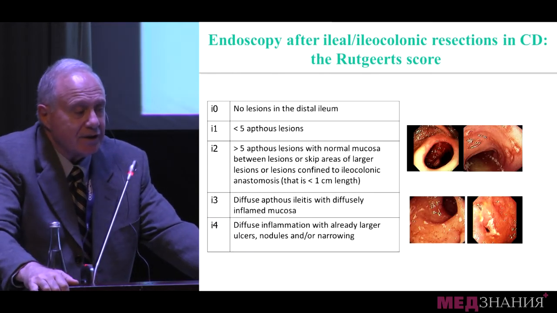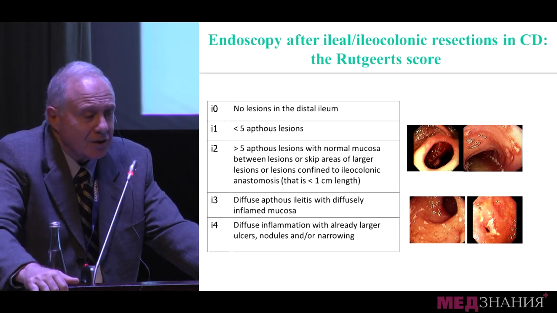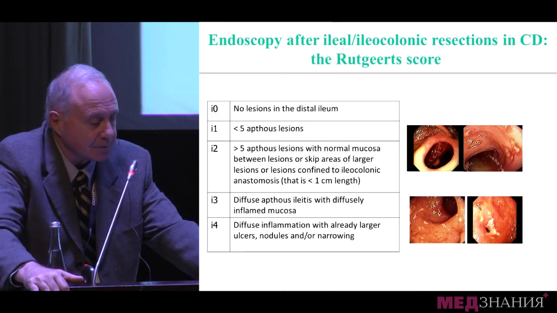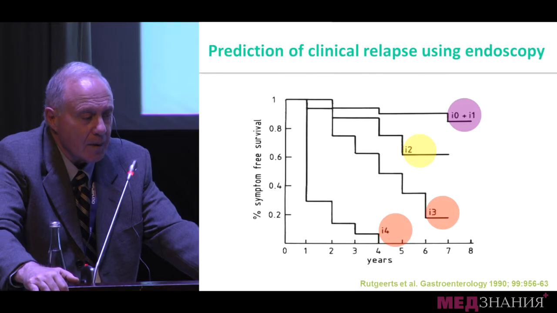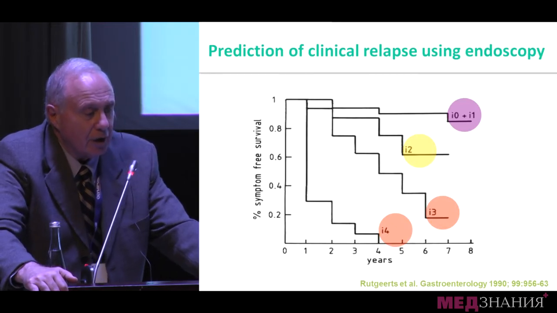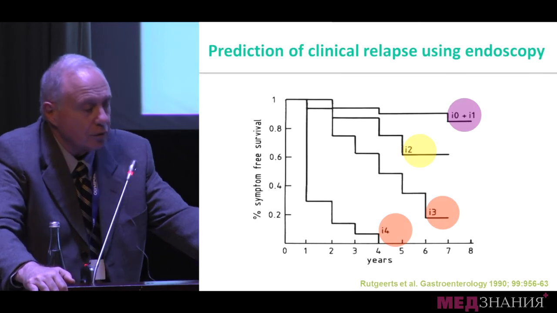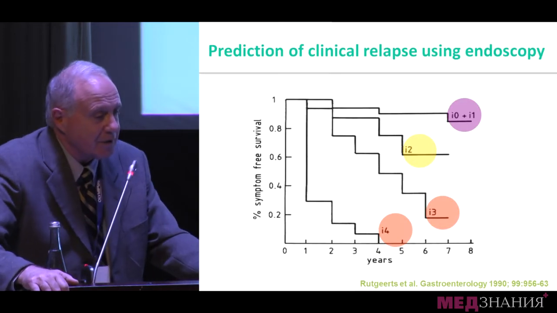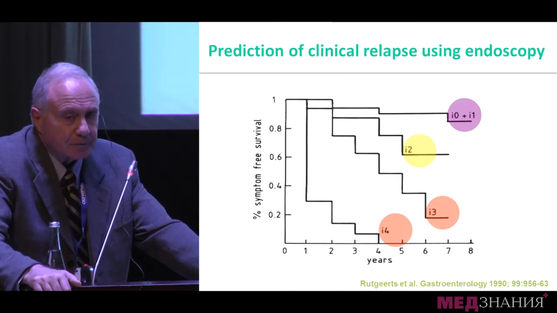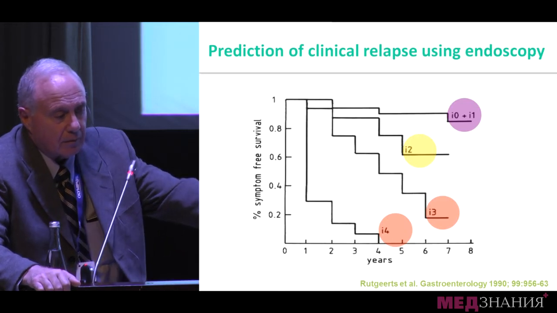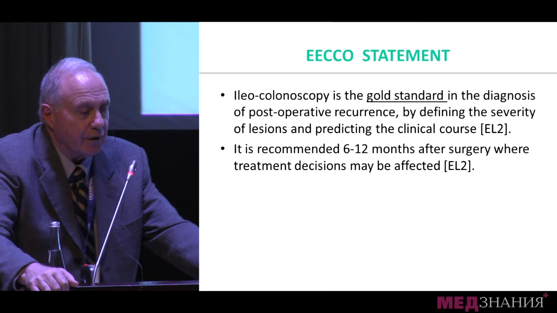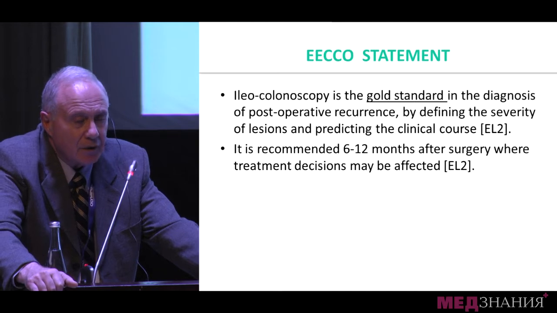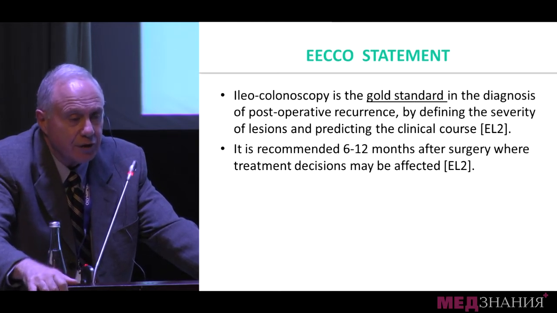Post-surgery, it's really simple. The Rutgeerts score is well known and well established post-ileocecal resection. And we know nowadays that Rutgeerts 2 or more, like you see here, is associated with clinical and endoscopic relapse over the years. So if we do this 6 months post-surgery, this is what is recommended, and by the score you decide whether to treat and to step up treatment.